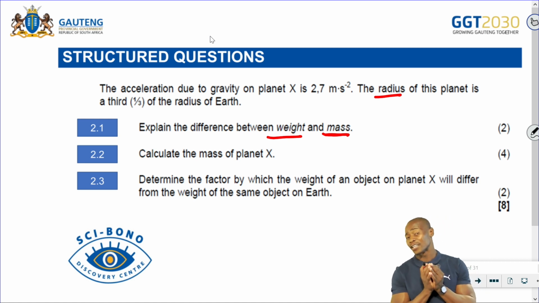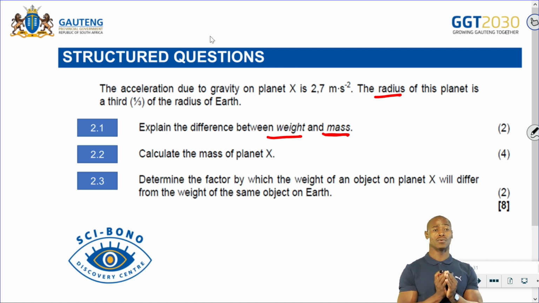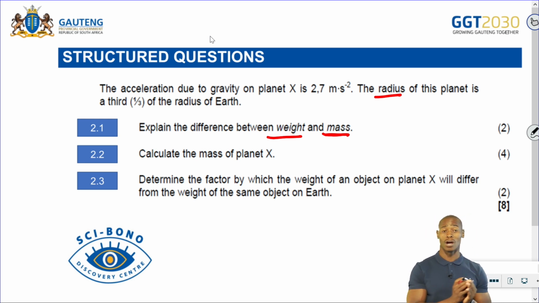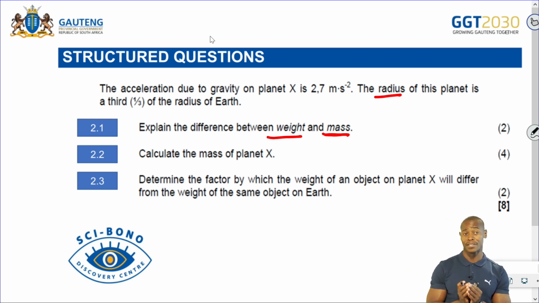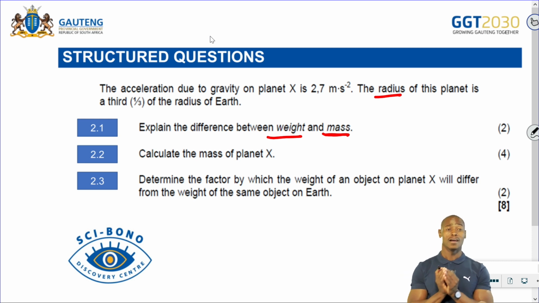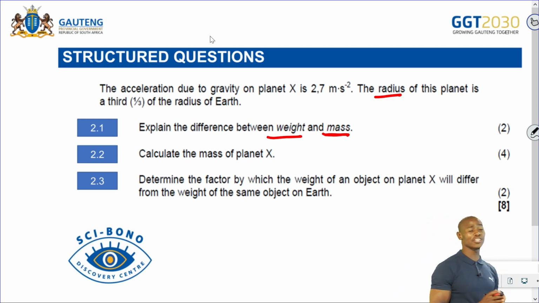So weight is the gravitational force that the Earth exerts on an object, measured in newtons, according to our examination guidelines. Mass is the amount of matter in a body, measured in kilograms. That is the difference between weight and mass.